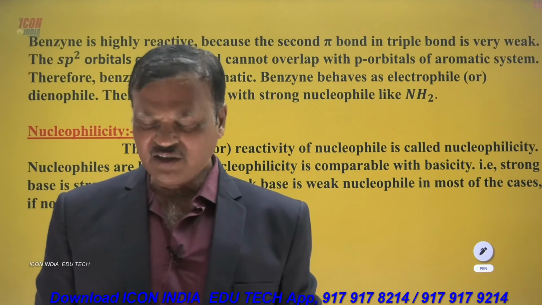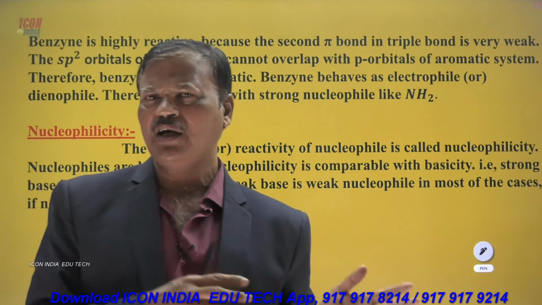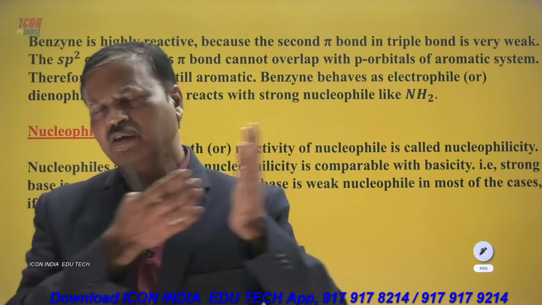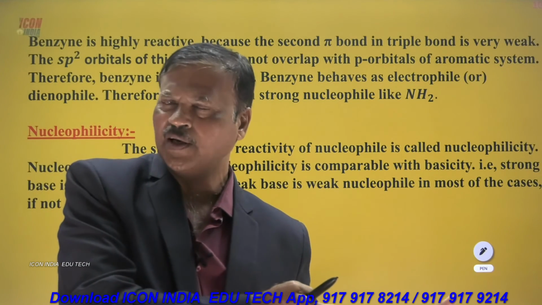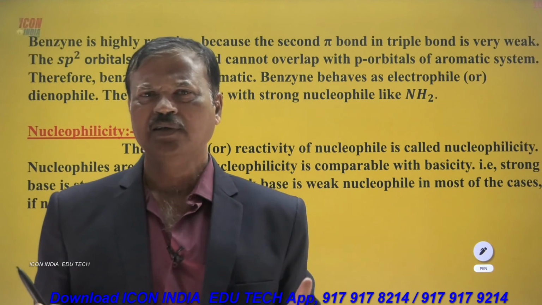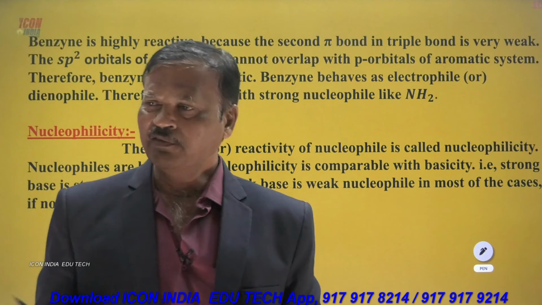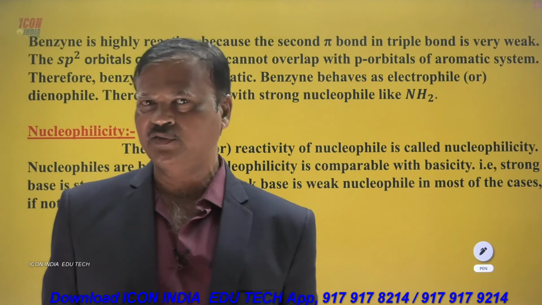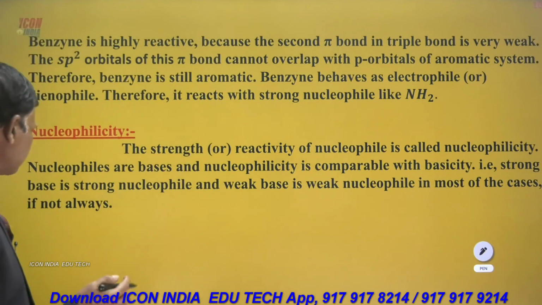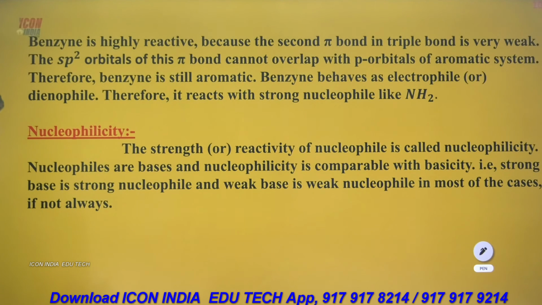And the most important thing here, nucleophiles are nothing but bases, because a base donates the electron pair, a nucleophile donates the electron pair. So in most of the cases, a strong nucleophile is a strong base, a weak base is a weak nucleophile, in 90% of cases. So you can see the same thing there.